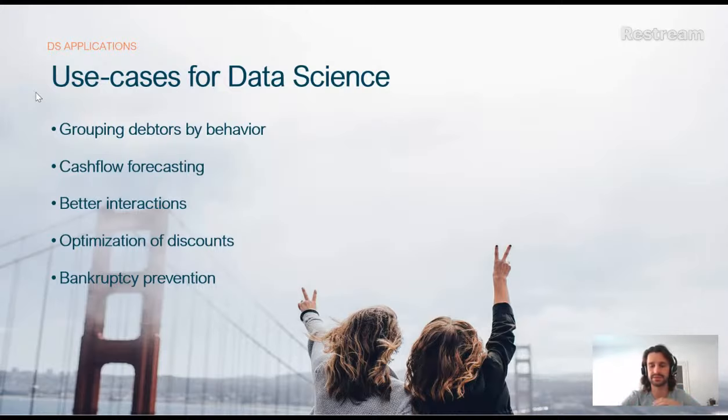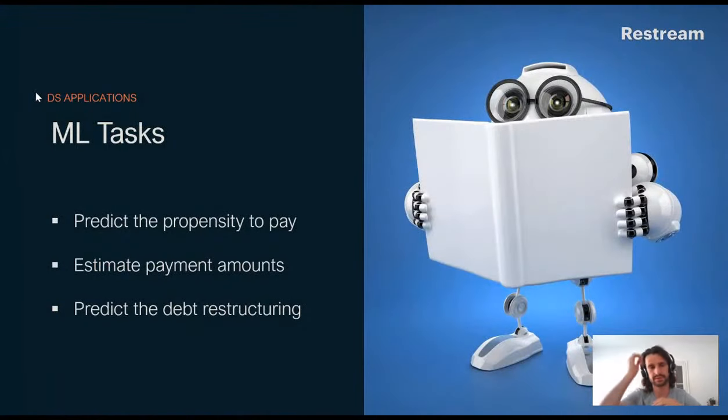So now we could try to shift a bit or reformulate these tasks into more technical things, into machine learning tasks. And here I stopped with 3 main ones, which we spent some time on during the last months. So the first one is predicting the propensity to pay. So what is it? That's a classification model, and it predicts whether the debtor will pay any sum in the next months.